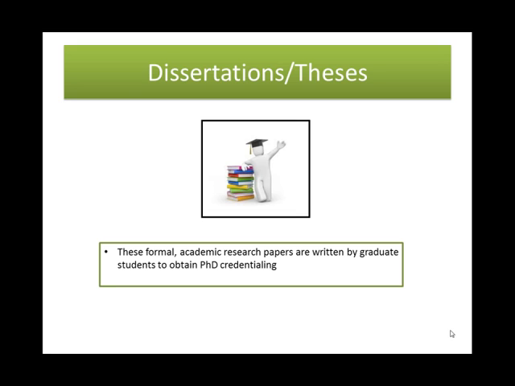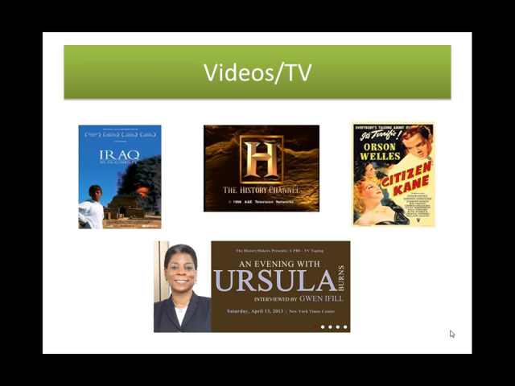Dissertations and theses. Generally, these formal academic research papers are required of graduate students to obtain PhD credentialing. They work hard and you benefit. Videos and TV. Audiovisual media may provide both primary and secondary source material on any subject in the form of documentaries, interviews, or examples of creative work.